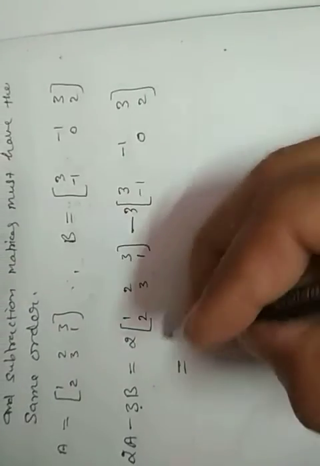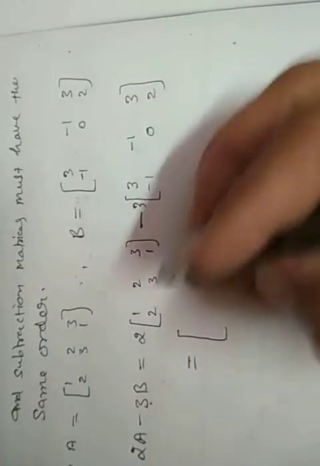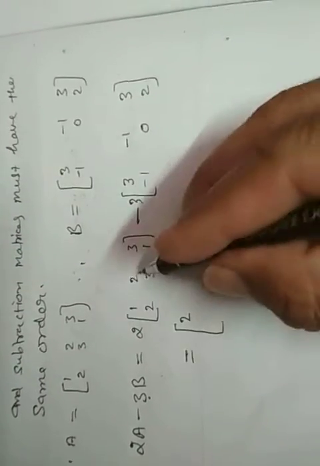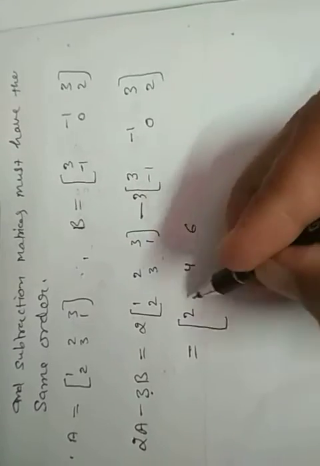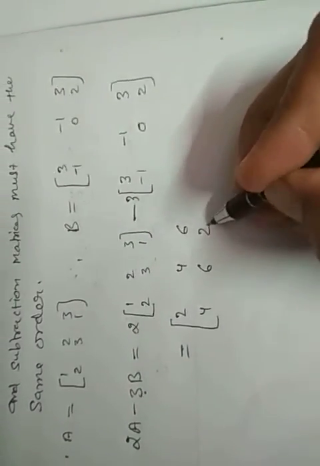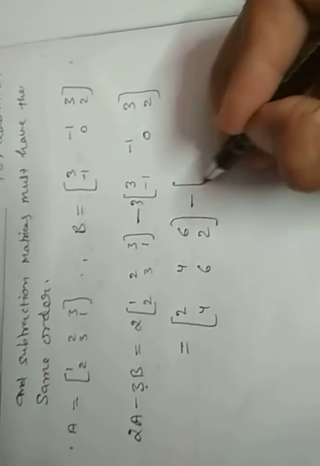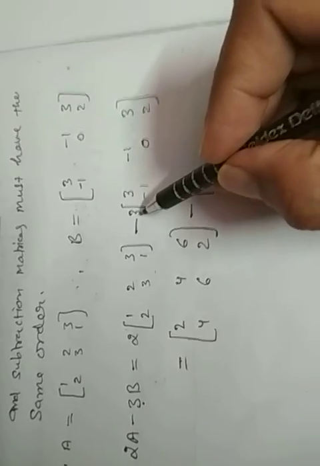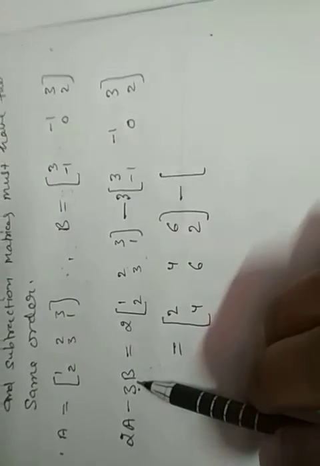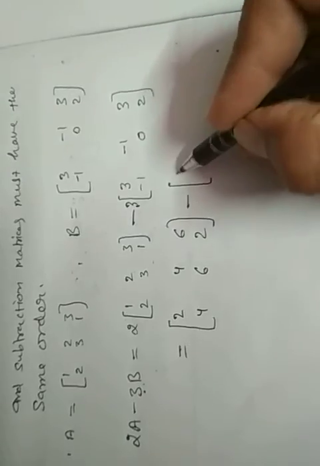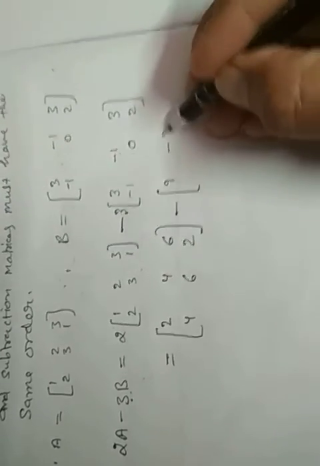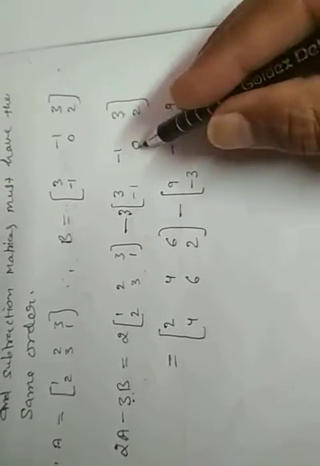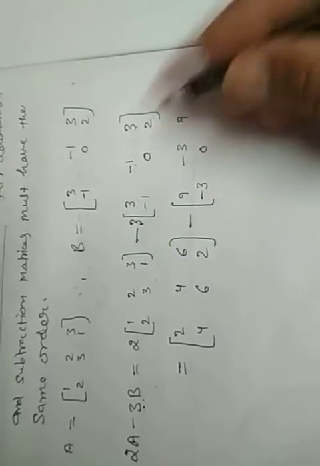So 2 times matrix A: each of the elements in the matrix will be multiplied by this constant. So 2 times 1 is 2, 2 times 2 is 4, 2 times 3 is 6, 2 times 2 is 4, 2 times 3 is 6, 2 times 1 is 2, minus 3 times matrix B. Each of the elements of the other matrix will be multiplied by this 3. We have to find this 3B. So 3 times 3 is 9. 3 into -1 will be -3. 3 into 3 is 9. 3 into -1 is -3. 3 into 0 is 0. 3 into 2 is 6.